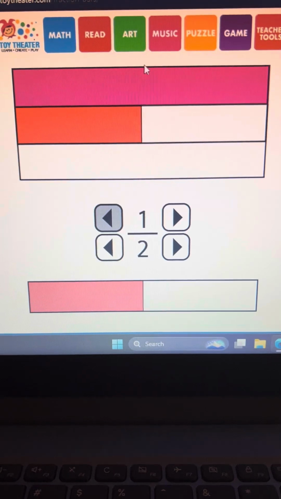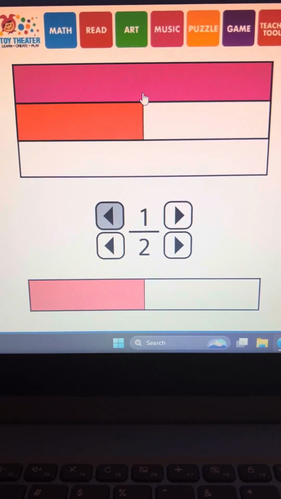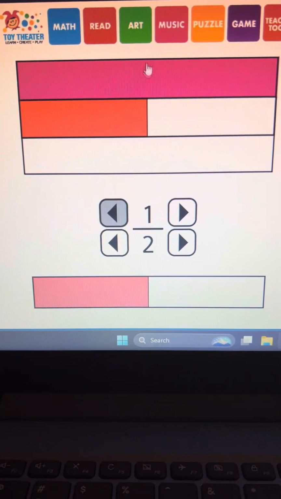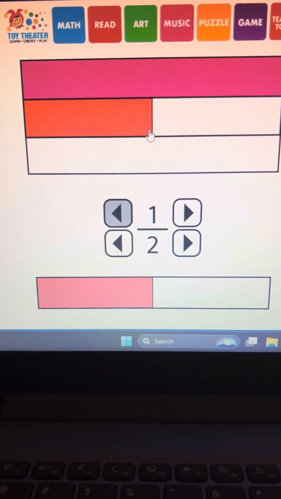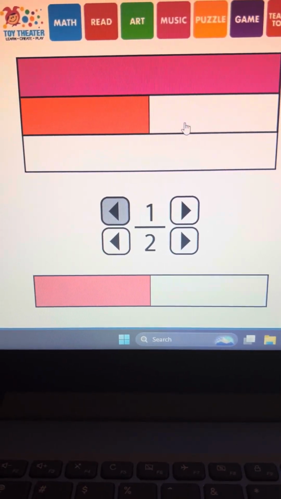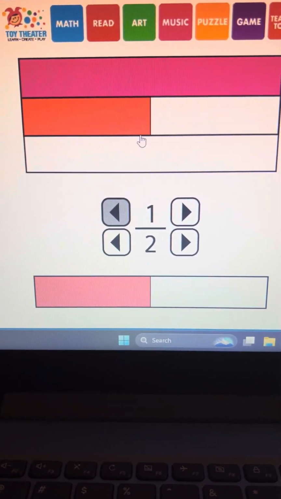If I split this in half here, see my little mouse thing, if I go right on this line, that's half. That is half of that rod that is gone. So this is a full rod again, and this is a half of a rod. Half of it is gone.